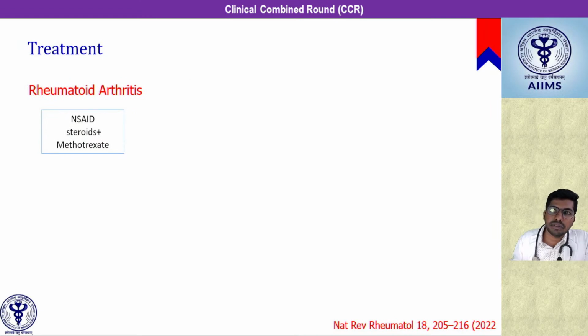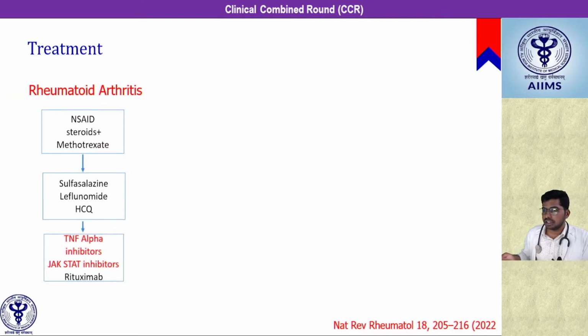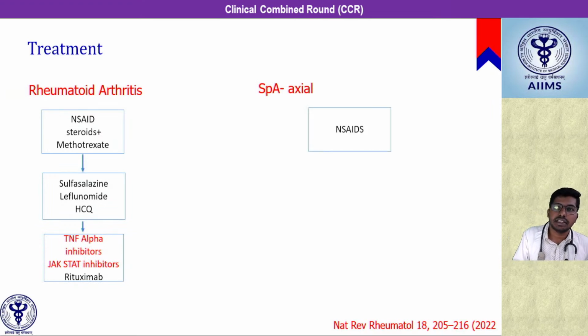Regarding the treatment of RA and SPA, there is some difference. In rheumatoid arthritis, the conventional DMARDs do play a role, while if the patient is not responding, we switch to anti-TNF therapies or biologicals, including rituximab. However, in axial SPA, the conventional DMARDs like sulfasalazine, leflunomide and HCQ do not have any role. The first drug is NSAID. If the patient is not responding, straight away we go for anti-TNF therapy or JAK-STAT inhibitor.